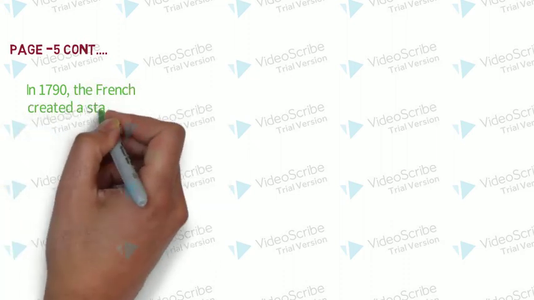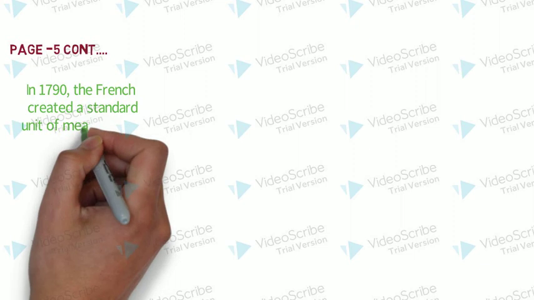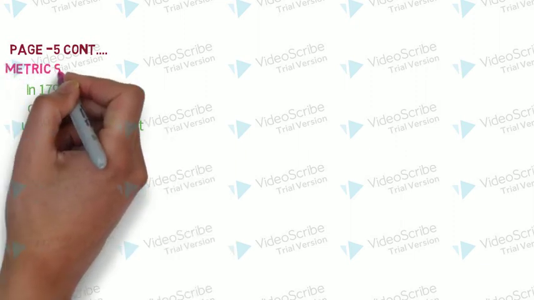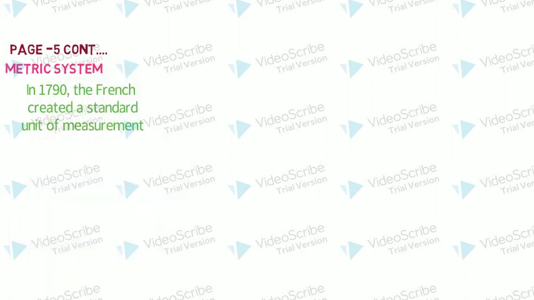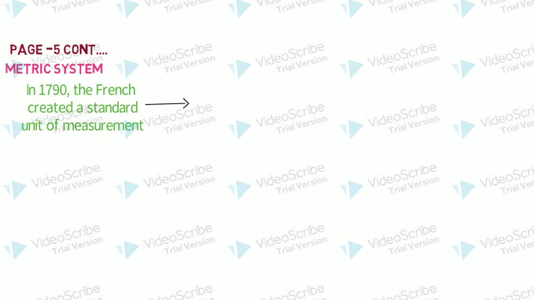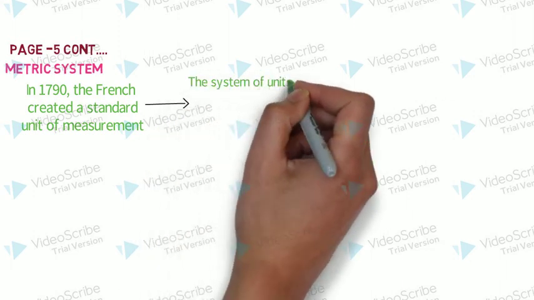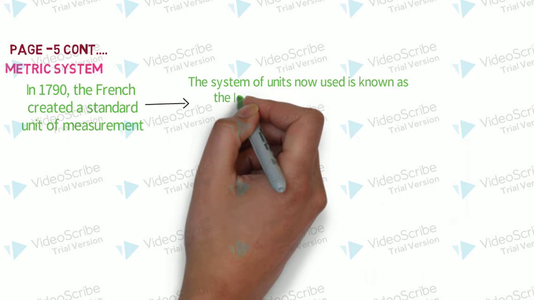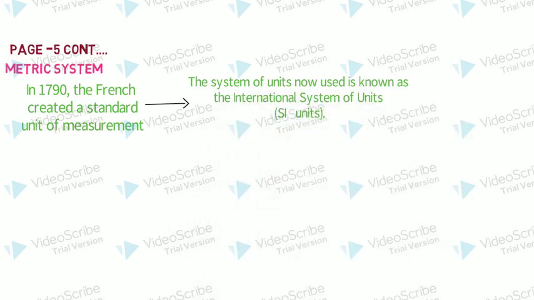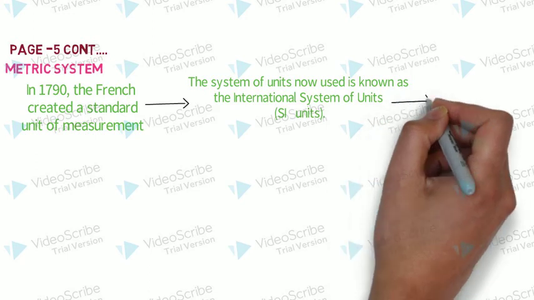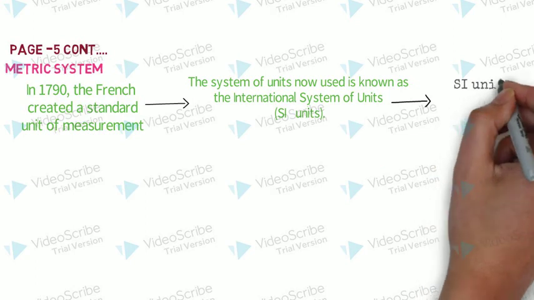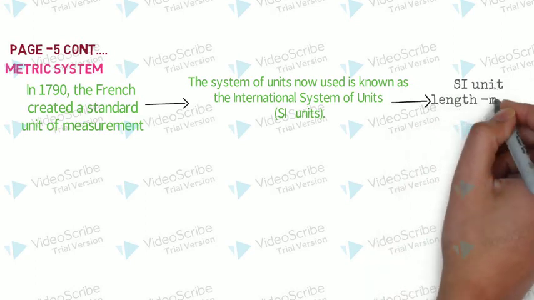In 1790, the French created the standard unit of measurement, that we call the metric system. It's an important 1-mark question. In 1790, the French created a standard unit of measurement that we call the metric system. The system which we use now is called SI units, that is, the International System of Units. For example, the SI unit for length is the meter.